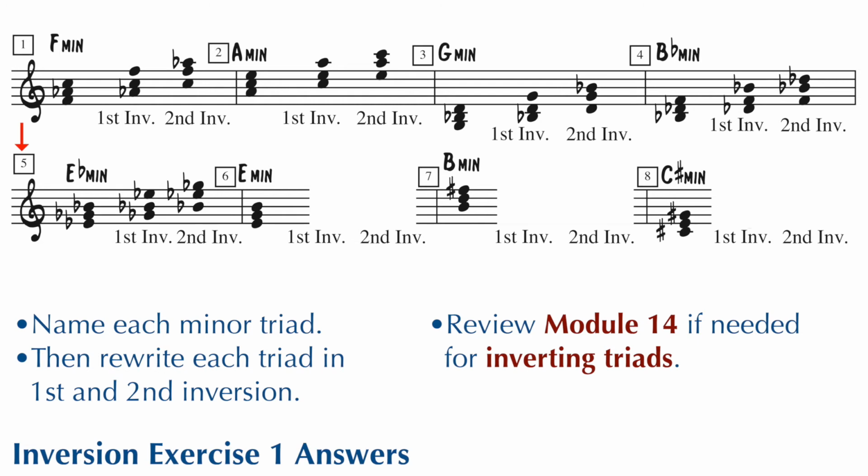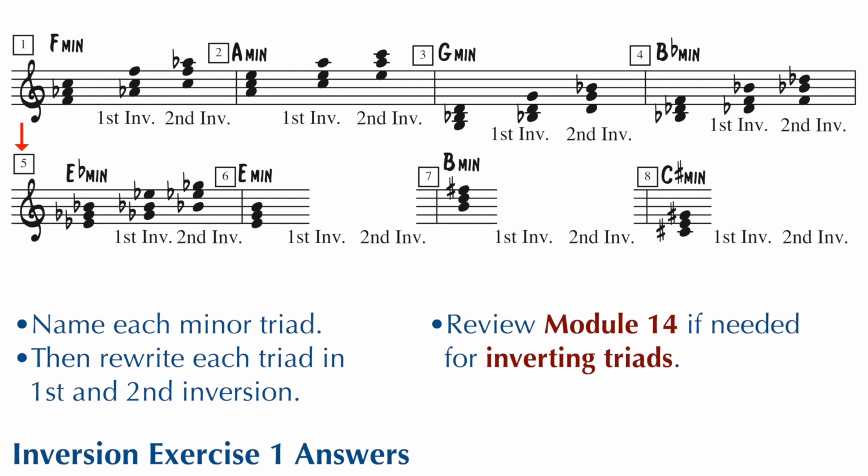To change an E flat minor root position to first inversion, we're going to take that root of the chord, the E flat, raise it an octave. Now we have a G flat as the lowest note. G flat is the third of the chord. First inversion E flat minor will be G flat, B flat, E flat.